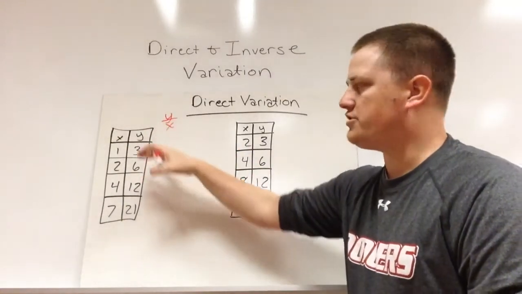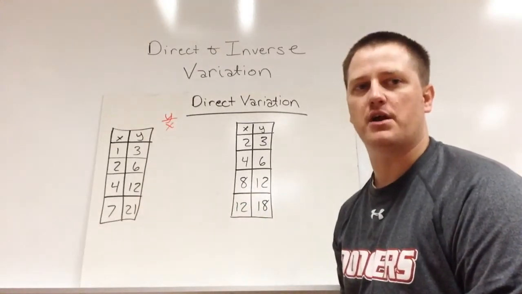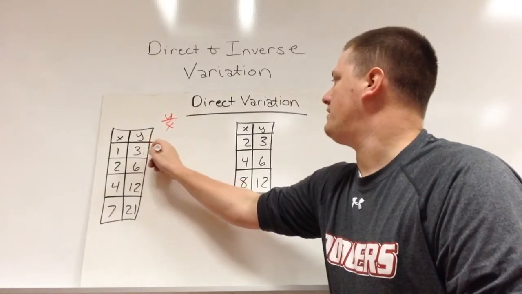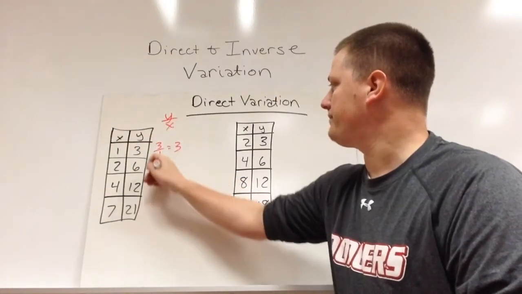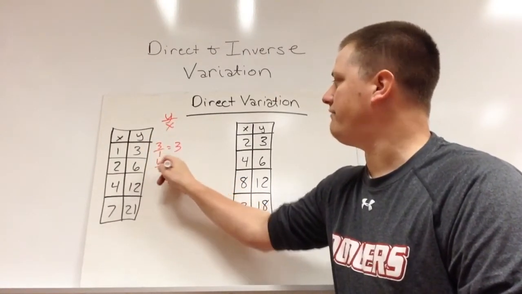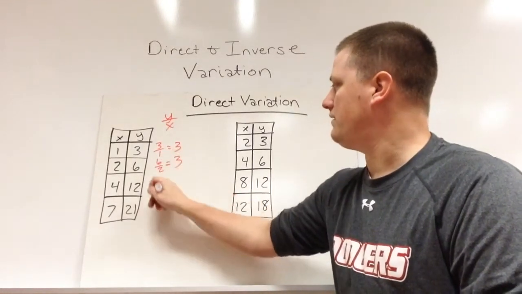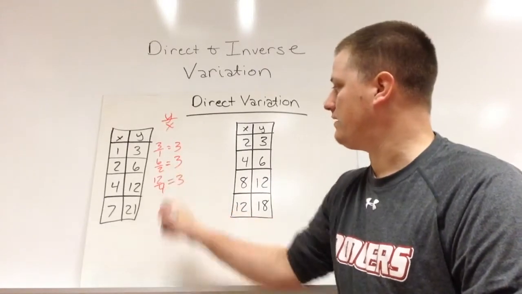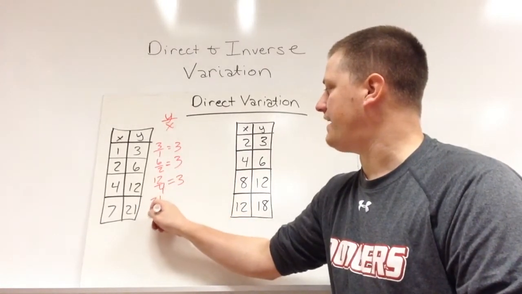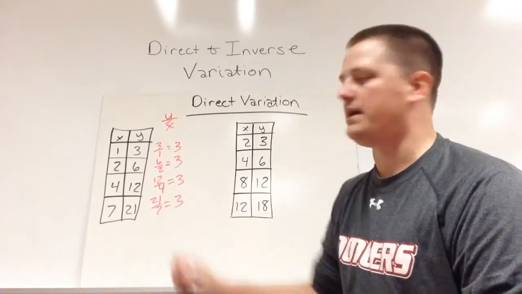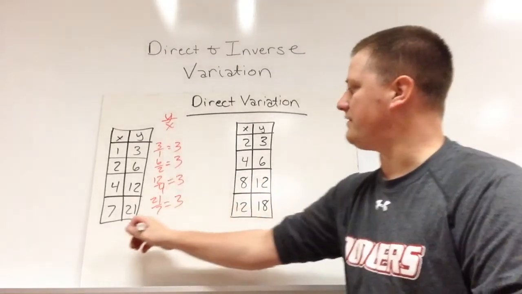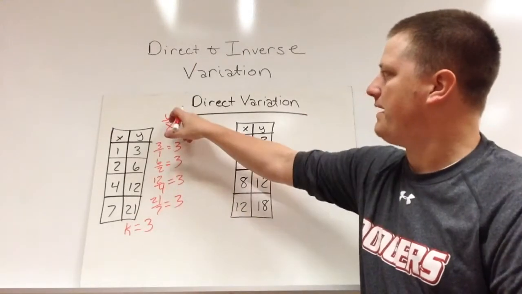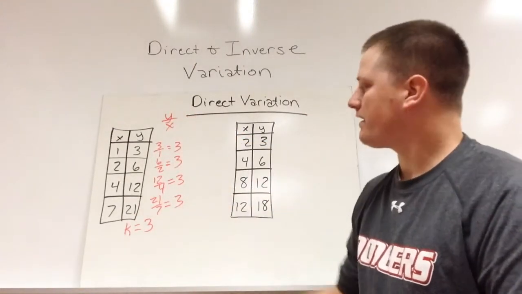If we check this ratio and all of these have the same ratio, then we have direct variation. So we have 3 over 1 is 3. 6 over 2 divides to be 3. 12 over 4 divides to be 3. And 21 over 7 divides out to be 3. So all of these have a constant of 3.